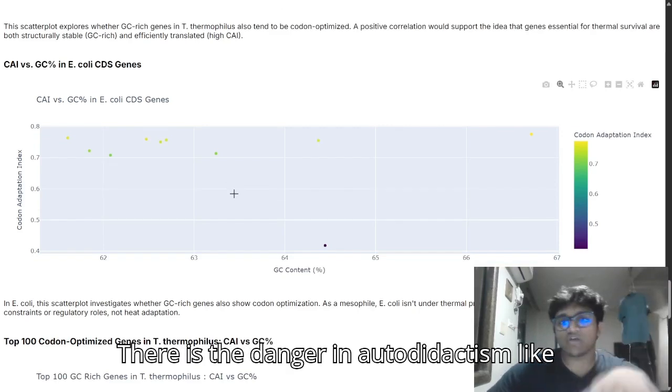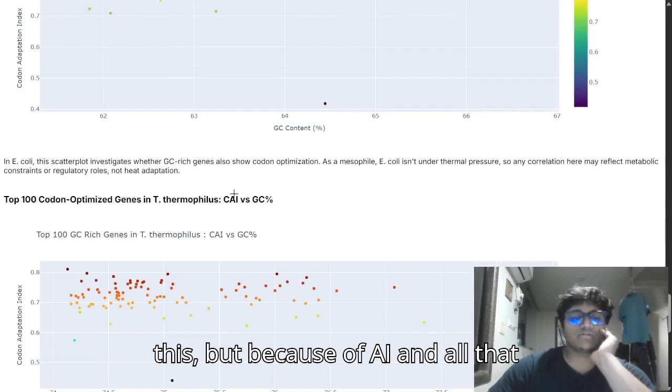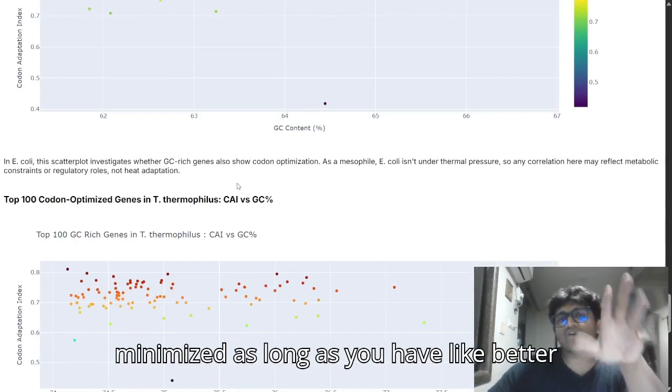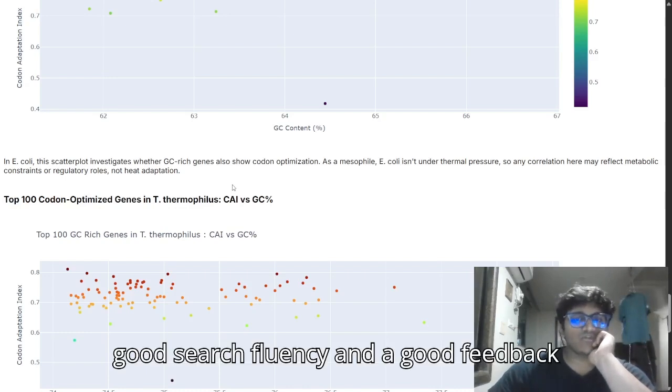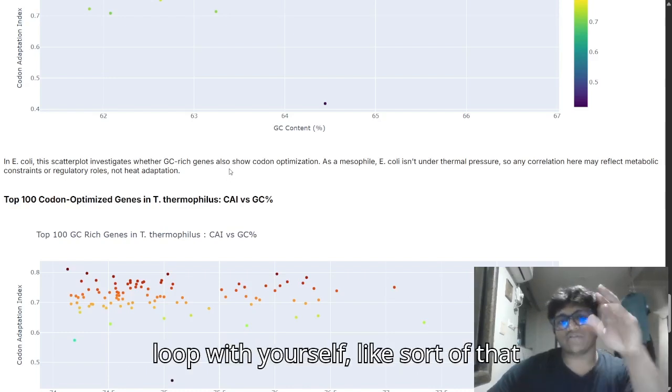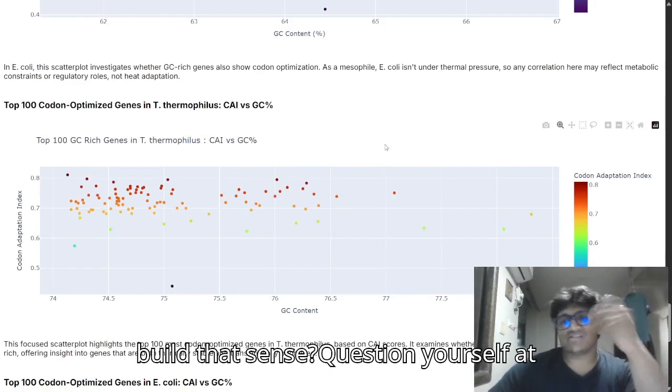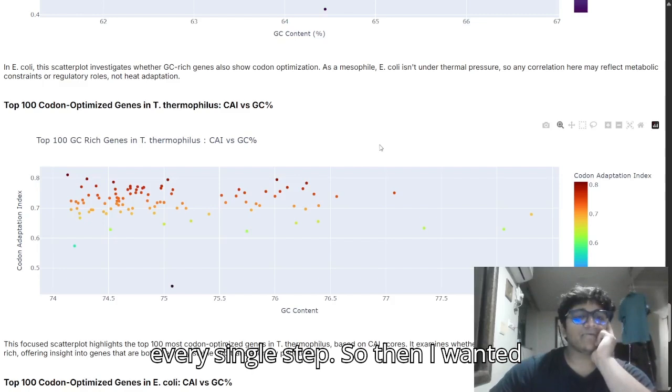There is a danger in autodidactism like this. But because of AI and all that, these dangers have been minimized, as long as you have good search fluency and a good feedback loop with yourself, like that sense that something is wrong. And how do you build that sense? Question yourself at every single step.